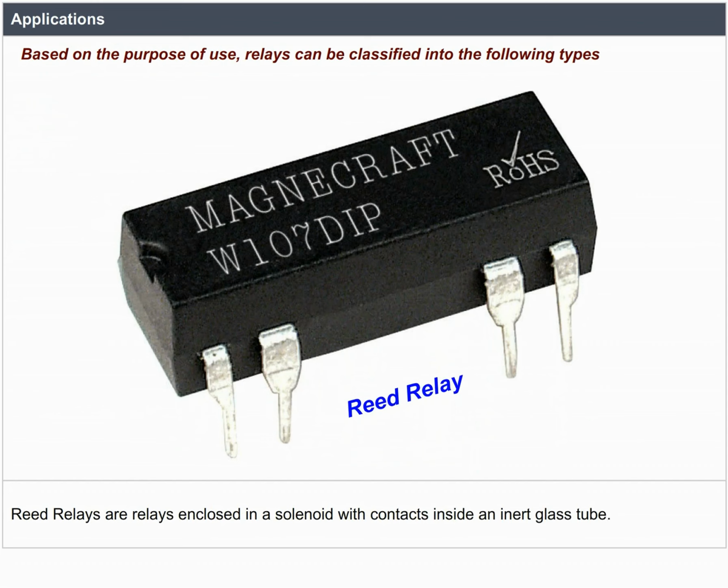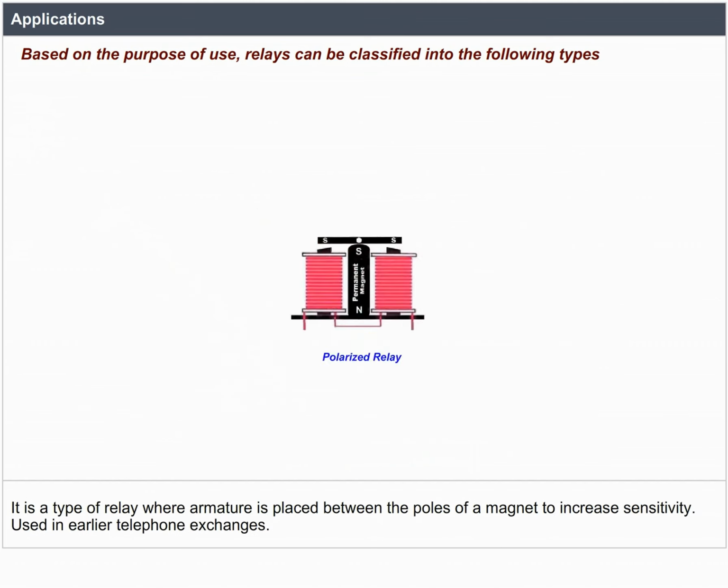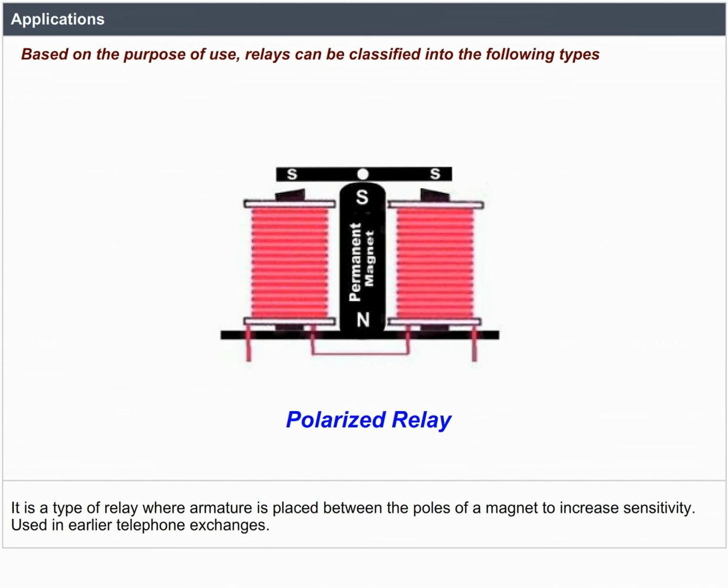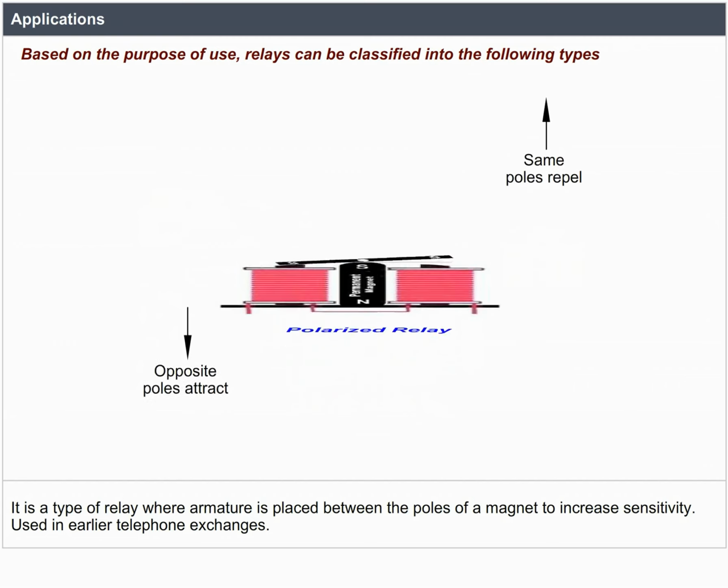Reed relay. Reed relays are relays enclosed in a solenoid, with contacts inside an inert glass tube. Polarized relay. It is a type of relay where the armature is placed between the poles of a magnet to increase sensitivity, used in earlier telephone exchanges.